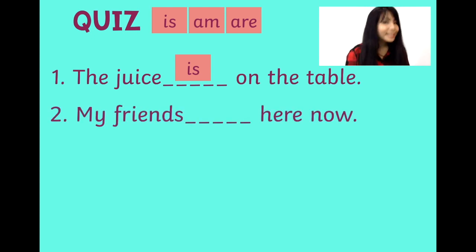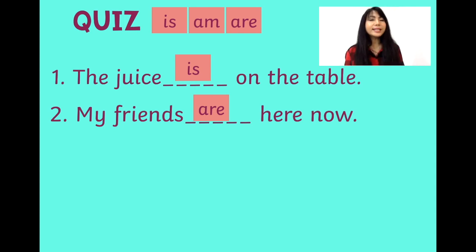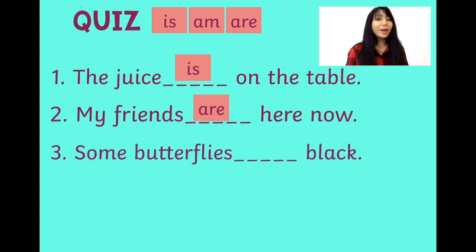My friends is, am, are, because friends, see, add s means plural now. It's more than one. So my friends are here now. Next, some butterflies. See, more than one butterfly. So we have to use is, am, or are. Some butterflies are black.